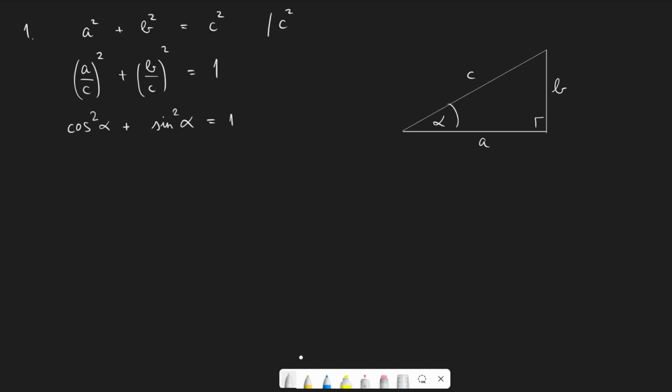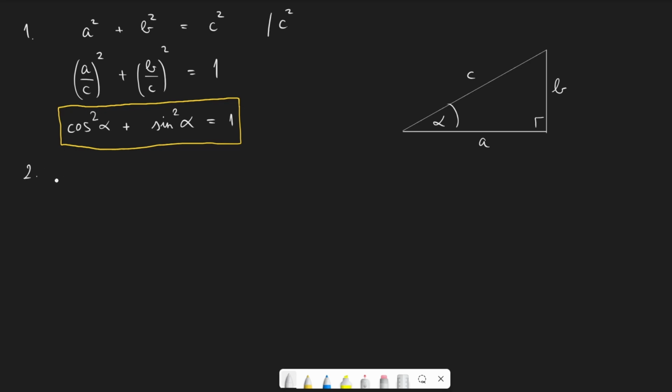So this is our first identity, which is perhaps the most useful, because if we know an angle's sine or cosine, then we can calculate the other trigonometrical expression.